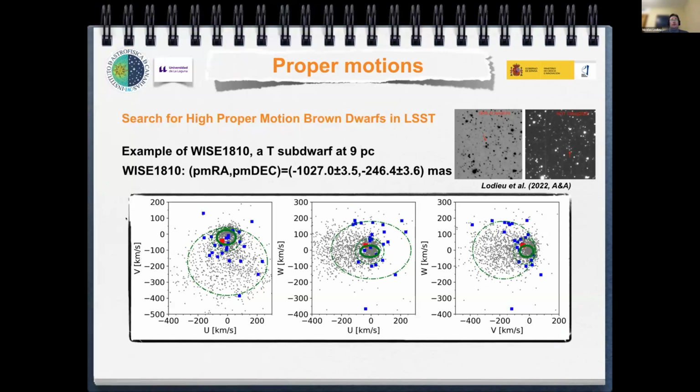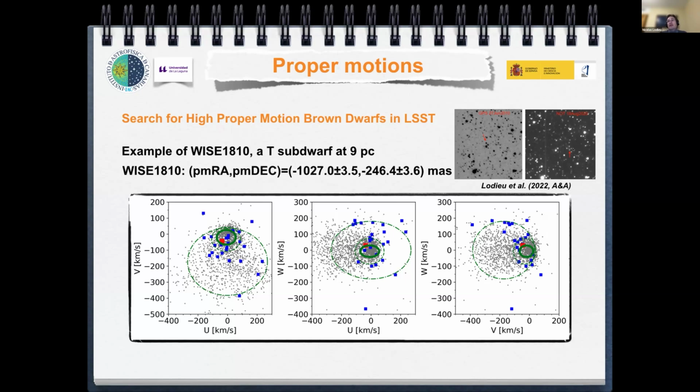Now, the search for proper motion is obviously very important. This has already been discussed, and we want to find the brown dwarfs that are moving in the LSST data. As an example, again I take WISE 1810, where you can see on the top right the images. One of them was taken with the UKIDSS Galactic Plane Survey in 2010. You can see the object marked with a red arrow, and 10 years later, it has moved quite significantly.